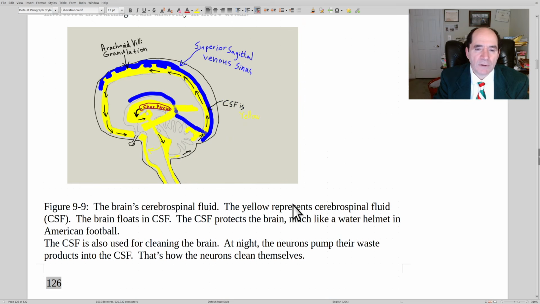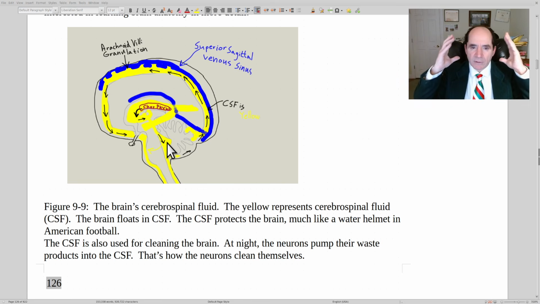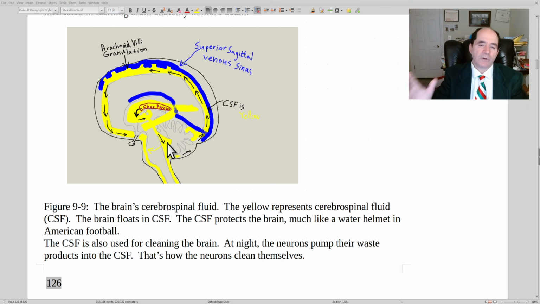Okay, here is showing the fluid system of the brain. The yellow stuff is cerebrospinal fluid. The whole brain is bathed in fluid. The initial thing I first learned is, oh, that's like a water helmet in football. It protects the brain with trauma, absorbing some of the shock of the blow, like a shock absorber. And yeah, it does that, but it has much more important functions too. The cerebrospinal fluid is like the sewage system. At night, when we're asleep, our brain neurons pump out their waste products, and they get taken into the cerebrospinal fluid.